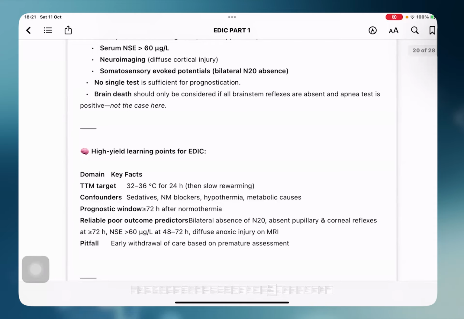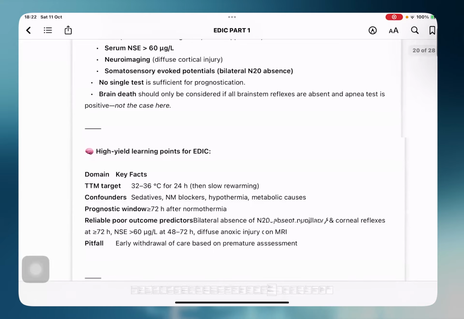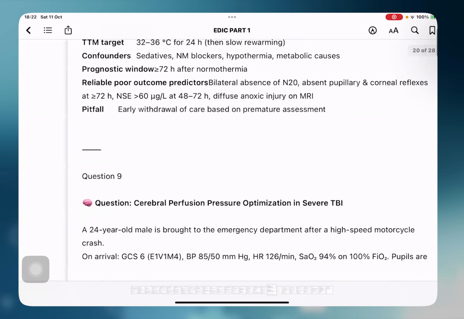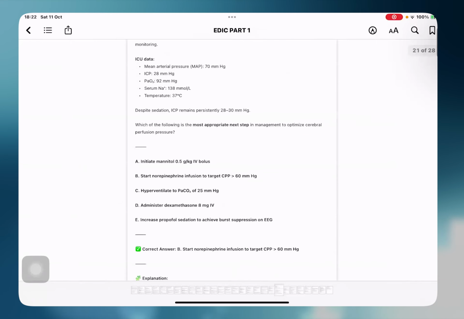The prognostic window should always be used after 72 hours of normothermia achievement. Reliable poor outcome predictors are bilateral absence of N20, absent pupillary and corneal reflexes, and NSE of more than 60, which is neuron specific enolase, at 48 to 72 hours, and diffuse anoxic injury on MRI. Early withdrawal of care based on premature assessment is the pitfall. Sometimes the patient may take a longer period of time.